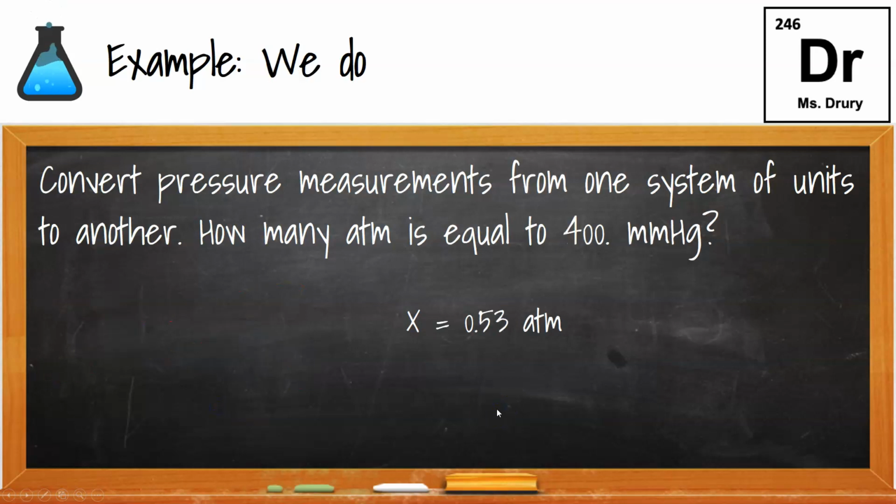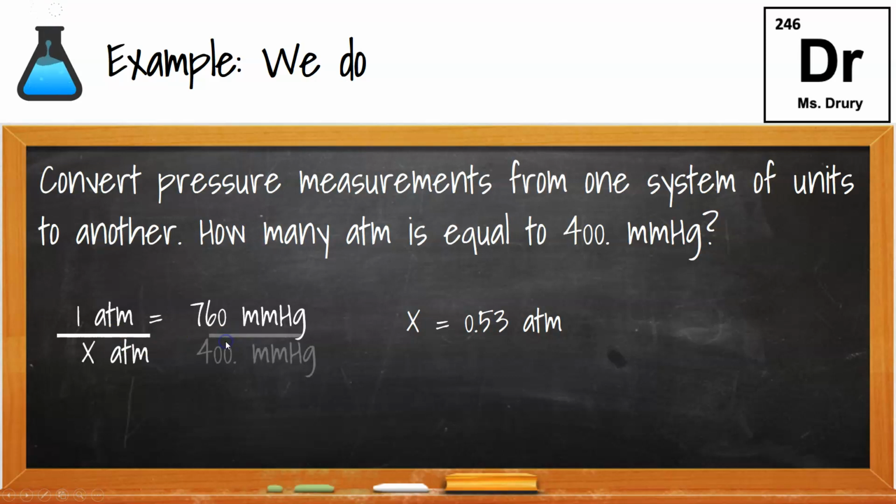Let's try another one. Convert the pressure measurement of one system to another. How many atmospheres are equal to 400 millimeters of mercury? The answer is 0.53, but let's show the work for that, as you're going to need to do in other examples. What we know is 1 atmosphere is 760 millimeters of mercury. What we want to know is how many atmospheres are in 400 millimeters of mercury. Again, we're cross-multiplying and dividing 400 by 760 to get an answer of 0.53 atmospheres. In other words, if you're getting numbers, you should be thinking about how it proportionally works. If we have less than atmospheric pressure, then we should have less than 1 atmosphere.